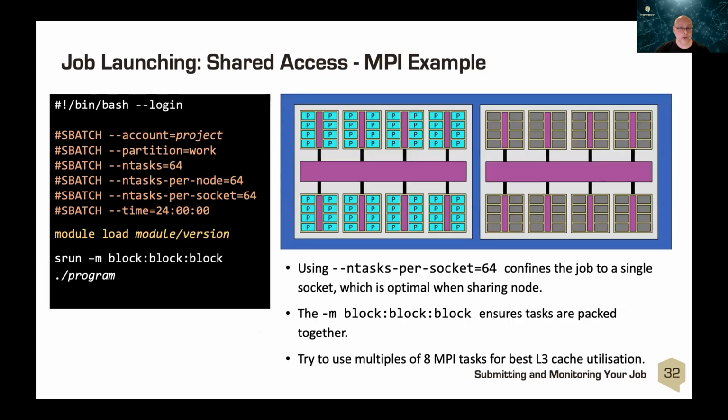We have here a shared node example of an MPI parallel job comprising 64 tasks on a single node. The ntasks-per-socket directive indicates to Slurm that we want all 64 processes assigned to the same socket, which will limit interference from any other jobs on the node. We give srun the -m option to properly distribute the tasks across the cores in that single socket.